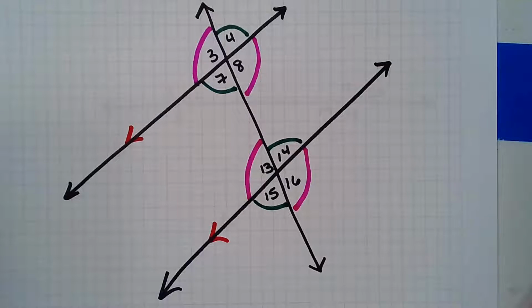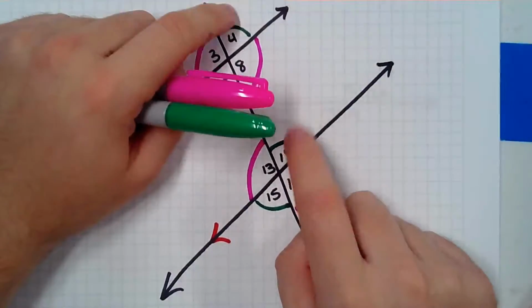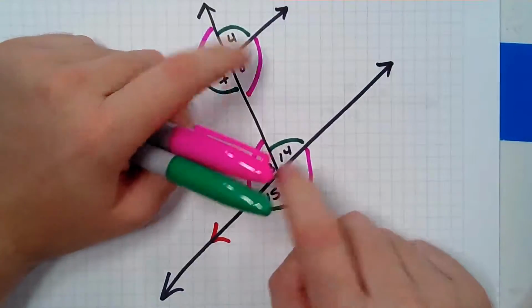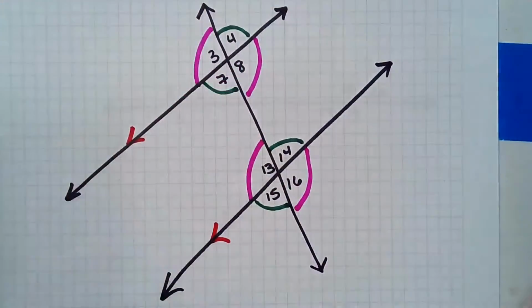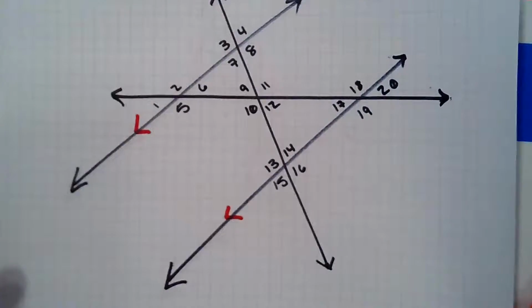What kind of angles are those? Corresponding angles. Corresponding. Not that they're on the same side. Lots of angles are on the same side. Corresponding means top right, bottom left, bottom right, top left, right? They're always going to be congruent when we have two parallels being cut by a transversal. So we know that. Now let's go back to our original diagram.